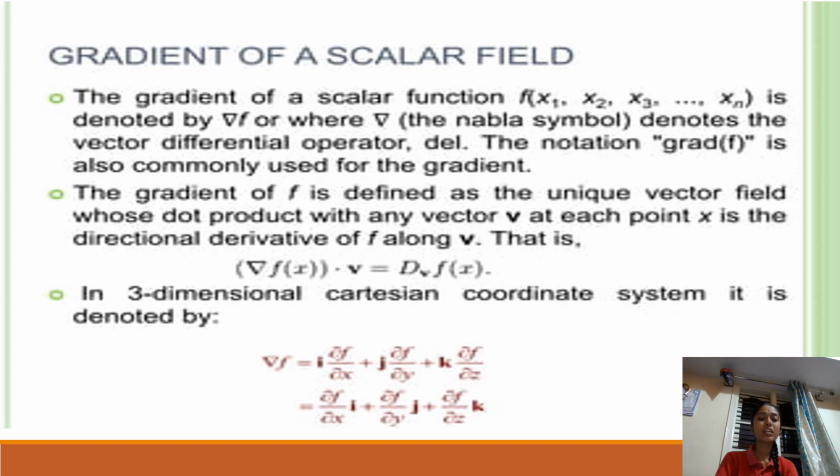In the three-dimensional Cartesian coordinate system, it is denoted by nabla f is equal to i into dou f by dou x plus j into dou f by dou y plus k into dou f by dou z, which will be equal to dou f by dou x into i cap plus dou f by dou y into j cap plus dou f by dou z into k cap.